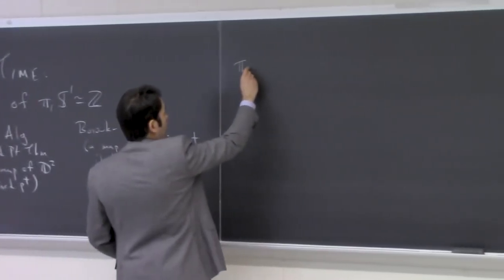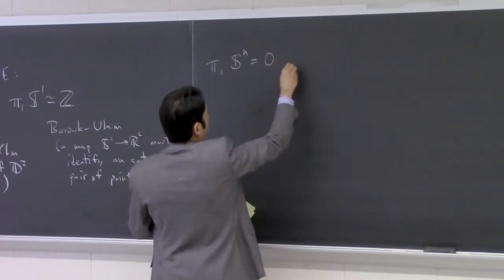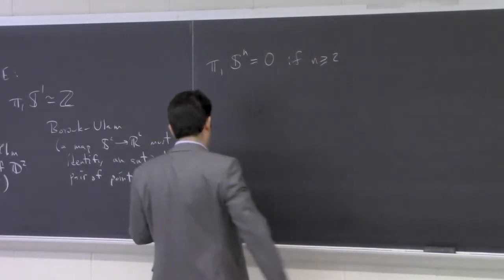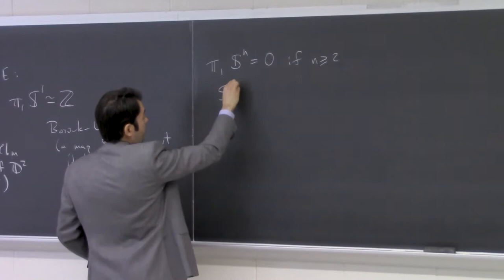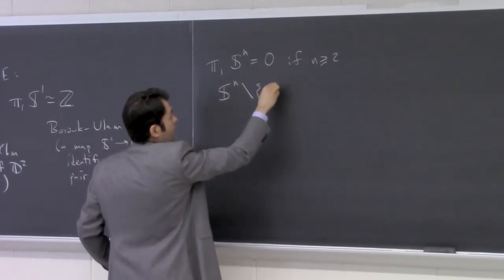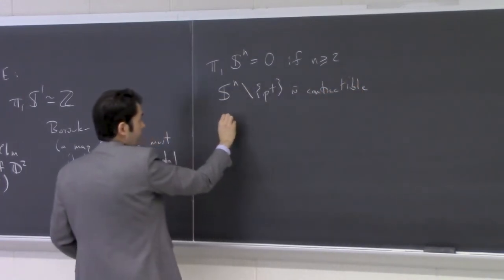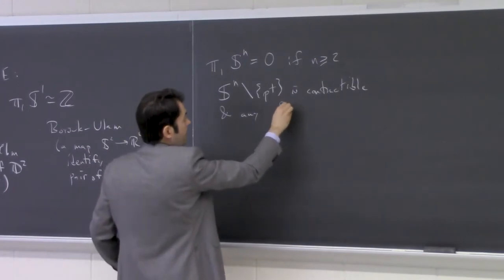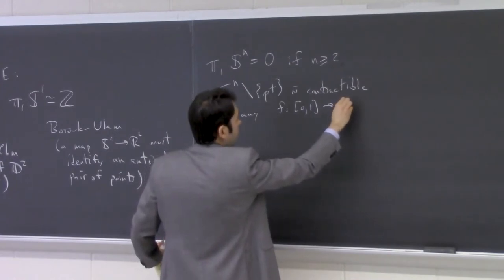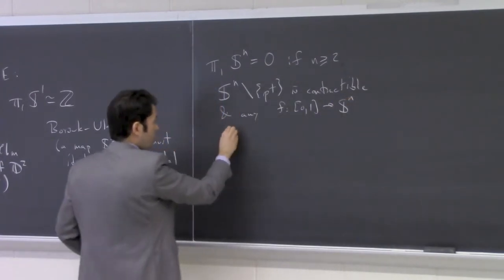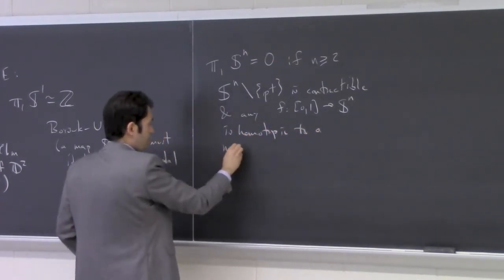Then we saw that pi 1 of Sn is 0 if n is greater than or equal to 2. So it's a trivial group. And the point was that Sn minus any point is contractible. And any path, any loop, into Sn is homotopic to a non-surjective map.